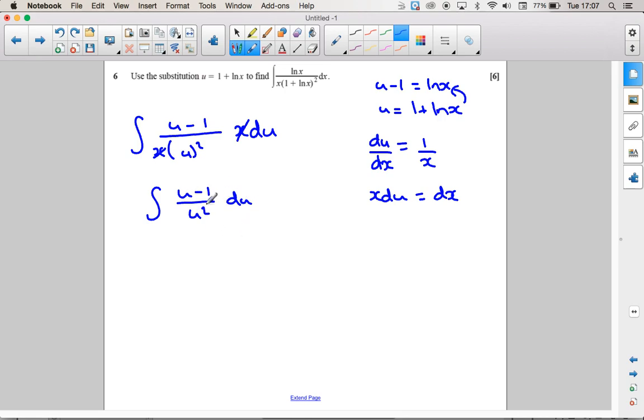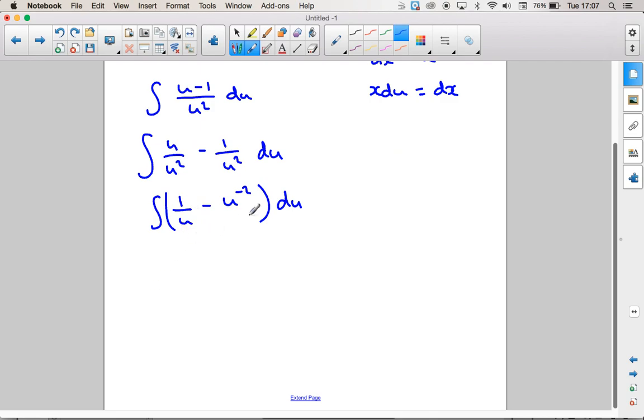But what we can do is separate these two fractions out. We can change this to u over u squared minus 1 over u squared. And u over u squared is the same as 1 over u. And this, if I write it in negative index form, is u to the minus 2. Now we can integrate. This is easy to integrate. This is just ln u.